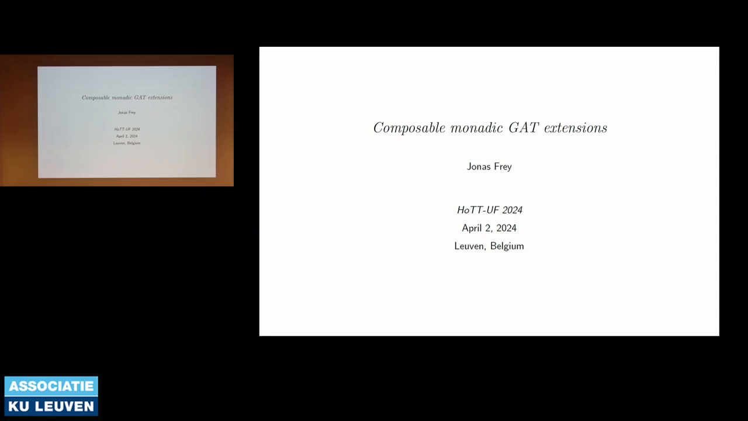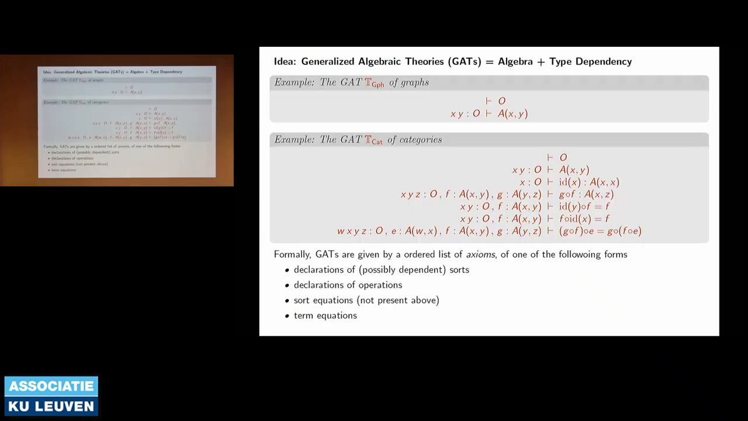As the title said, monadic extensions of generalized algebraic theories. So I want to start by quickly recalling what a generalized algebraic theory is. Probably everybody knows it already, but it's like combining algebra and type dependency. And the most famous generalized algebraic theory is the generalized algebraic theory of categories.